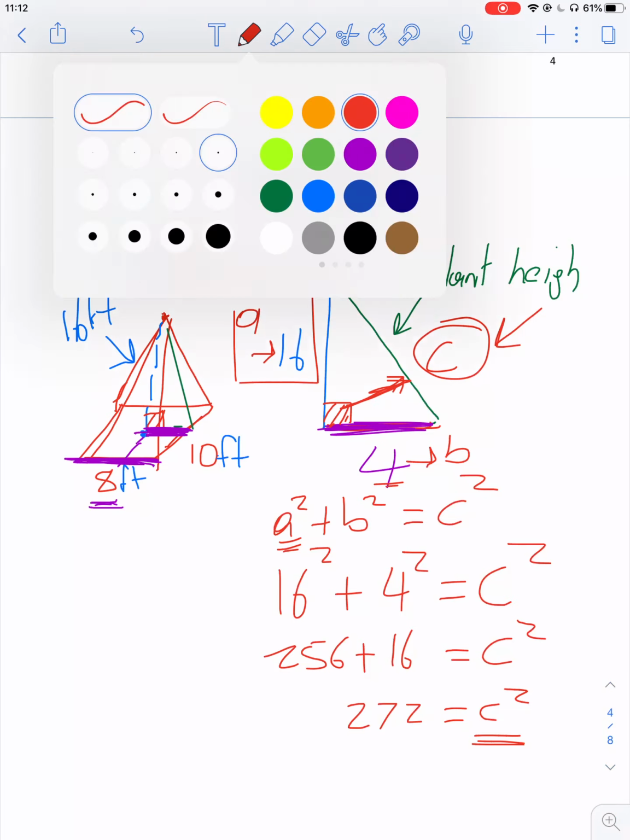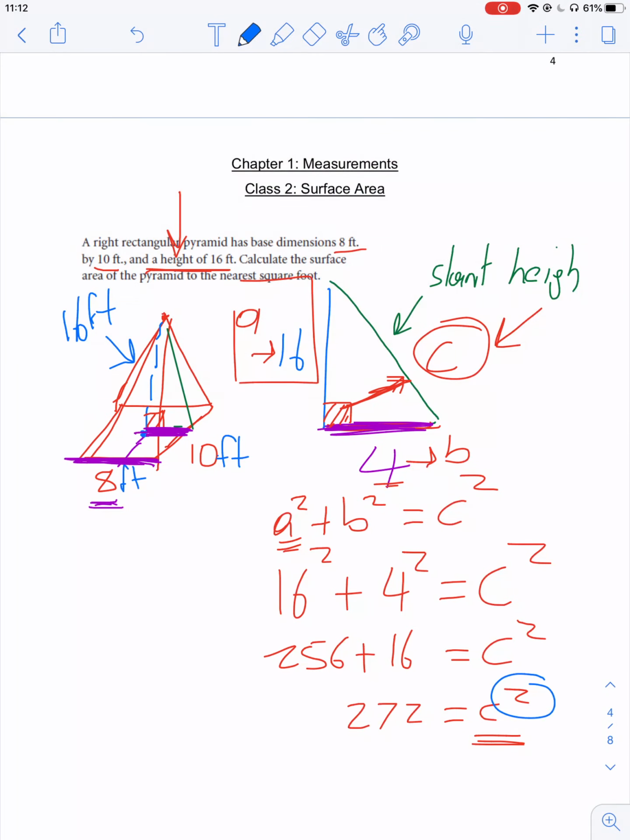So I need to get rid of this squared term, right? Algebra tells me that when you want to get rid of something, you have to take the inverse. The inverse of squared is square root, so let's take the square root of that. If I take the square root of 272, then c approximately equals 16.5. Let's just stick with one decimal place. Because everything else is in feet, this also has to be in feet.